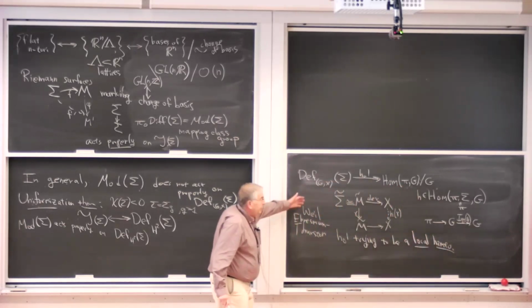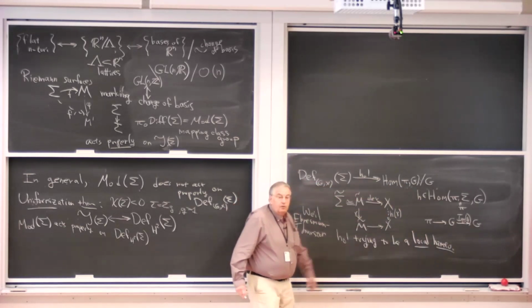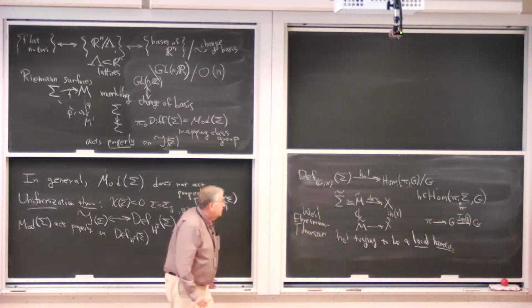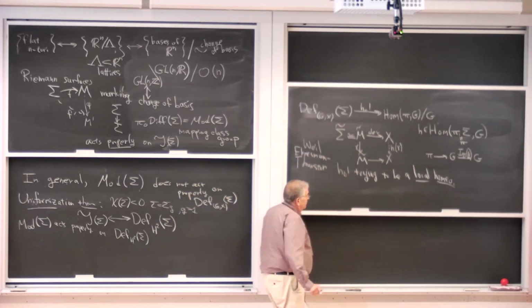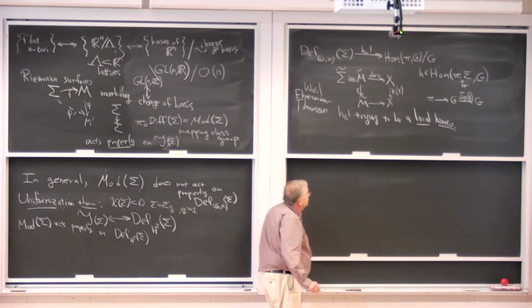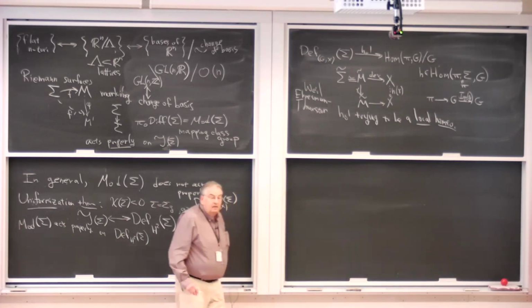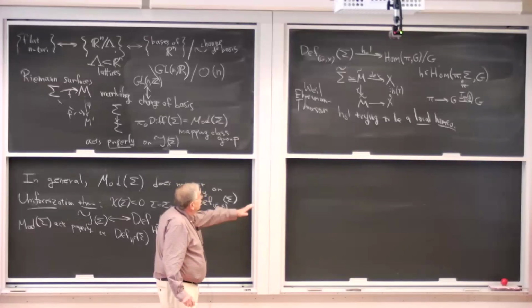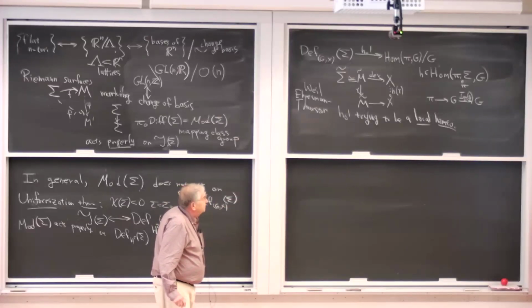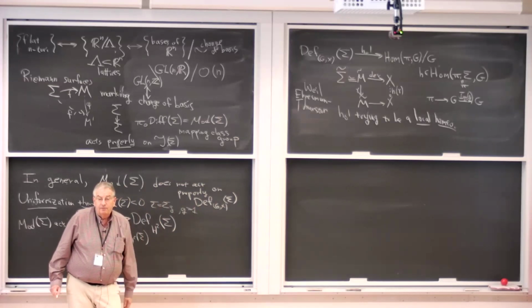So you can define a natural topology on this space for which this is a local homeomorphism under certain cases. Now, in particular, the space of equivalence classes of homomorphisms from the fundamental group into G can be identified with the space of gauge equivalence classes of flat connections.